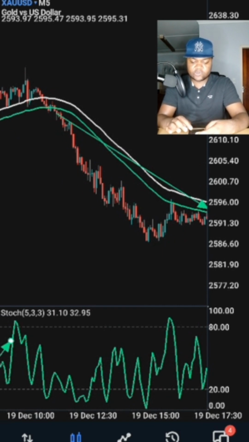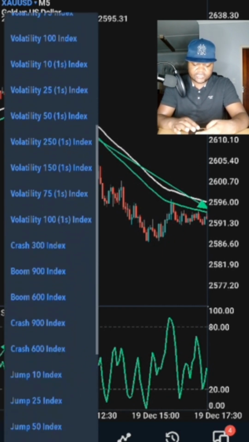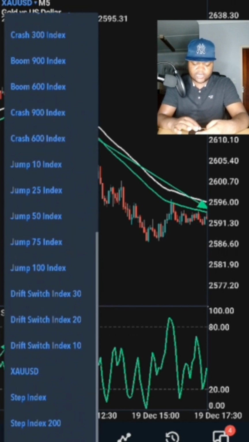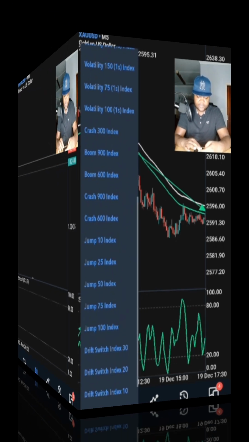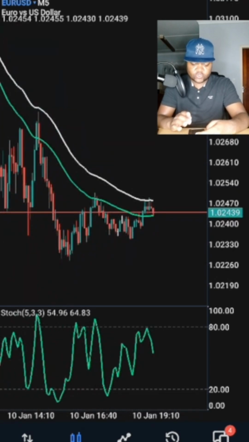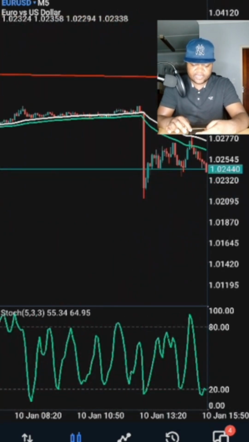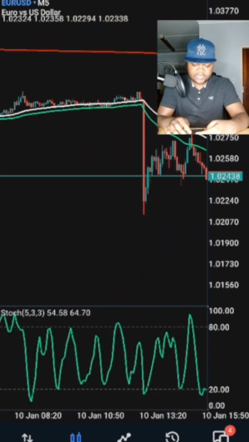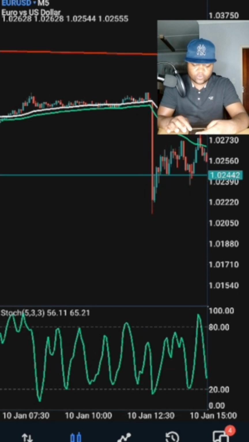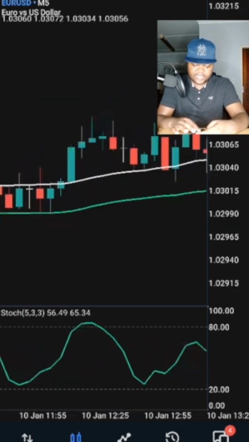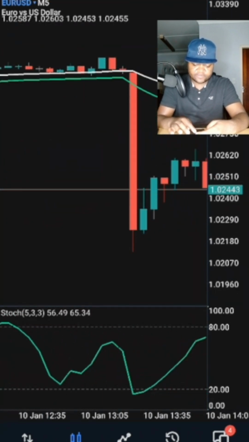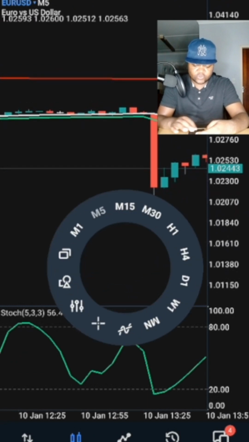So let's quickly look at other assets. So I looked at an example in gold. Let's quickly look at Forex. So I'm going to use EURUSD. So we're still on our 5-minute time frame. Then let's check the conditions. Okay, one. I know this was due to news events. This was due to the NFP news.